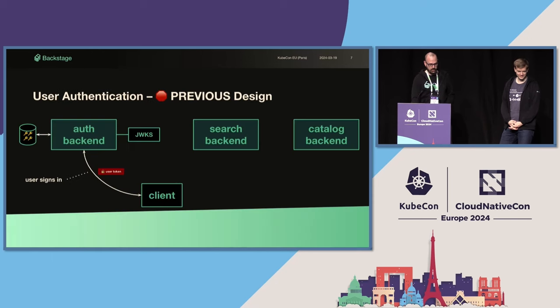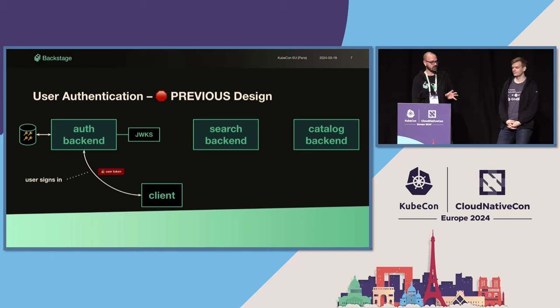So let's start by looking at user auth in the old design. So this is what it looks like. We built an auth backend plugin that is the basis of all user-based auth flows. It receives a sign-in request from a client and then ensures that there's a fresh public-private key pair that it used to sign a JWT that it returns to the client. And that proves who you are.